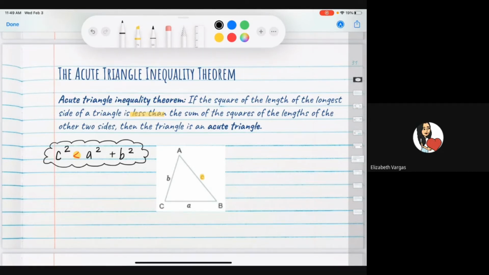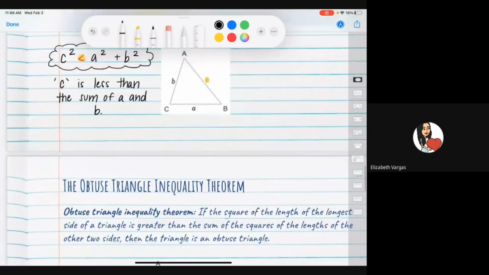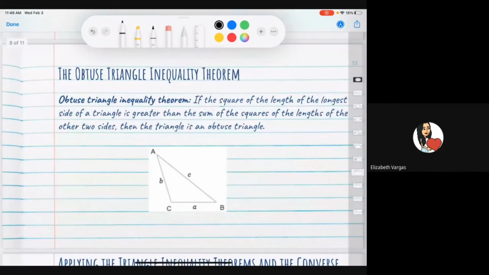Anyone have any questions? So more specifically, this is saying C squared is less than the sum of A squared and B squared. Okay. Any questions? Questions? Okay.